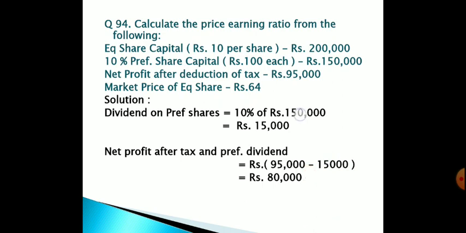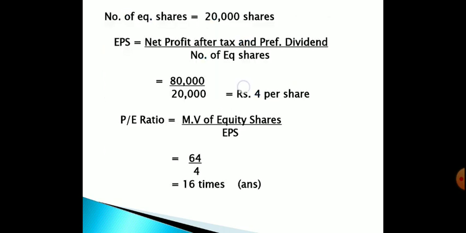Now, the number of equity shares. As we can see, the equity share capital is 2 lakh and the price of one equity share is rupees 10. So if I divide 2 lakh by 10, I'll get the number of equity shares, which is 20,000 shares. The formula for earning per share is net profit after tax and preference dividend divided by number of equity shares. So 80,000 divided by 20,000 is rupees 4 per share.